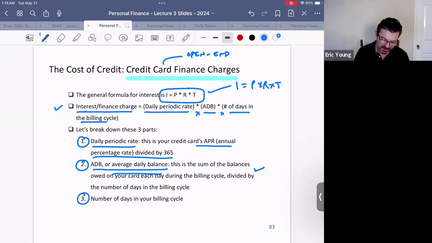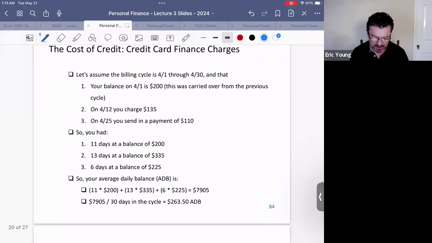And then number 3 is the number of days in the cycle. This sounds hard. It's really straightforward, and it's the key to understanding credit card debt. So let's do an example. Let's take a simple month. You have a credit card, and your billing cycle spans from April 1st to April 30th.